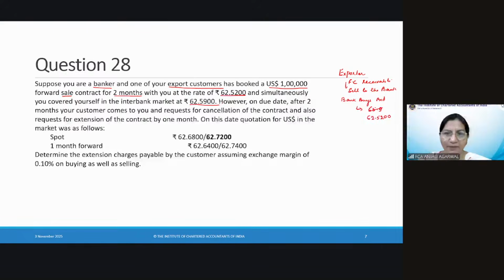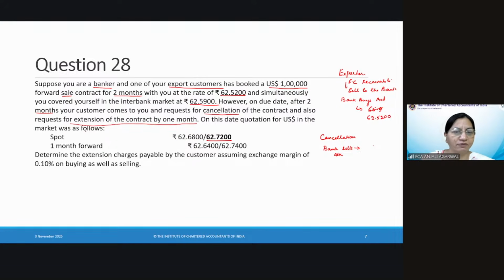This will happen, everything goes smoothly, but on due date after 2 months, customer is saying that he wants to cancel the contract. But he's also requesting extension by 1 month. So first let's look at the cancellation. Bank was buying, now bank will sell. Okay. So when bank sells, what rate is applicable? Ask. So bank sells at ask rate after 2 months.